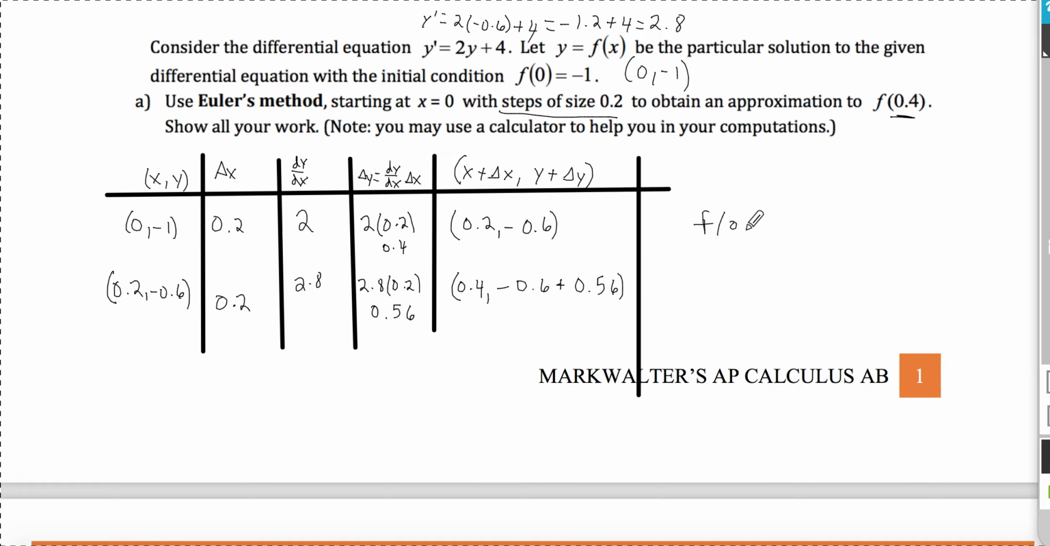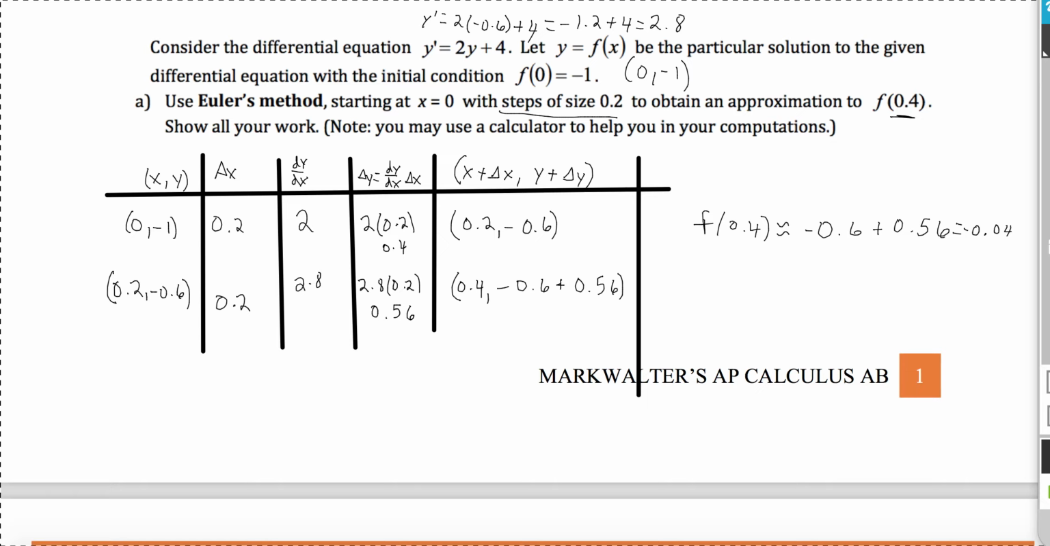So f of 0.4 is going to be approximately -0.6 plus 0.56. You can just leave it like that, you don't have to simplify, but we do know that that would be equal to -0.04. Okay, so here's Euler's method for approximating solutions to differential equations. I like the table method. If you find other methods that work for you, please go ahead and do that as well.